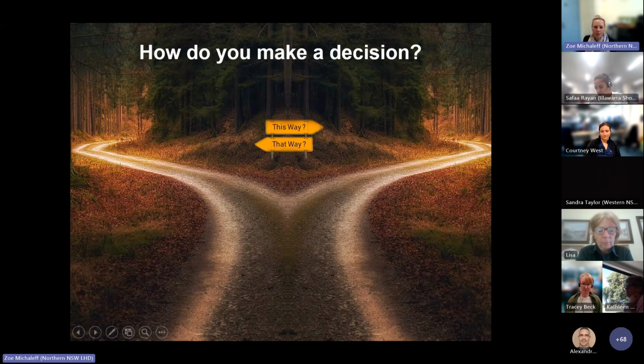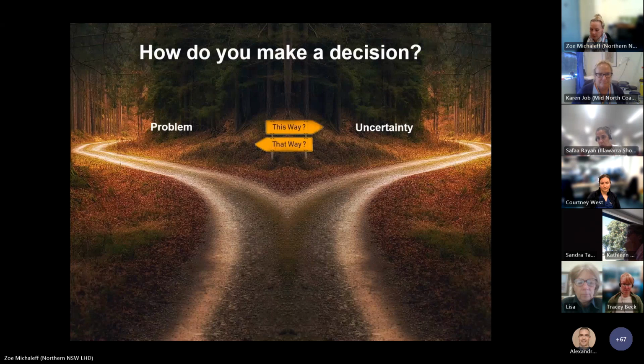I'd just like you to take a moment and think about how you make a decision when faced with a problem or uncertainty. And so what you may or may not realise is that you go through a series of steps or a process.